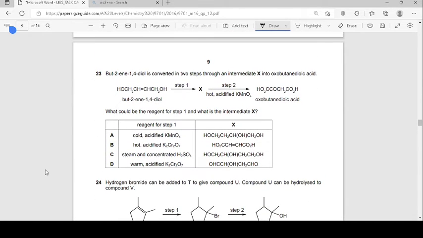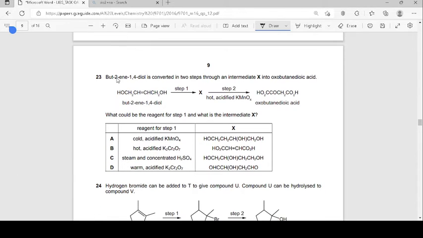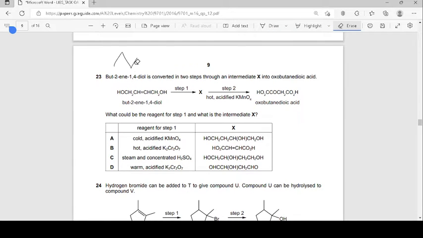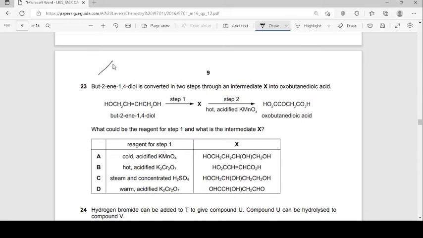23. But-2-ene-1,4-diol is converted in 2 steps through an intermediate X into oxobutane dioic acid. Now, me personally, I love drawing skeletal formulas, so I'll just draw my skeletal formula out. I have a 4-carbon chain here, then I have an OH here, I have an OH here, and I have a double bond here, right? So that is my structure of but-2-ene-1,4-diol, and then this is getting converted to some X.